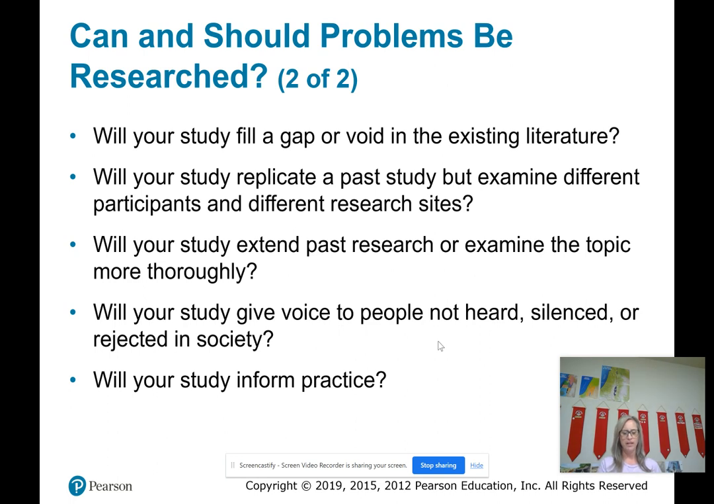Number 3, study the problem if it will allow a more thorough and deeper examination of the research topic to better understand it. Number 4, study the problem if it will give a voice to the marginalized. So, for instance, your homeless population, women, racial groups, things like that. And the last one, study the problem if it will identify new techniques or technologies, recognize the value of historical or current practices, or a necessity of changing current teaching practices. So that's 5 ways to assess whether or not you should study your research problem.